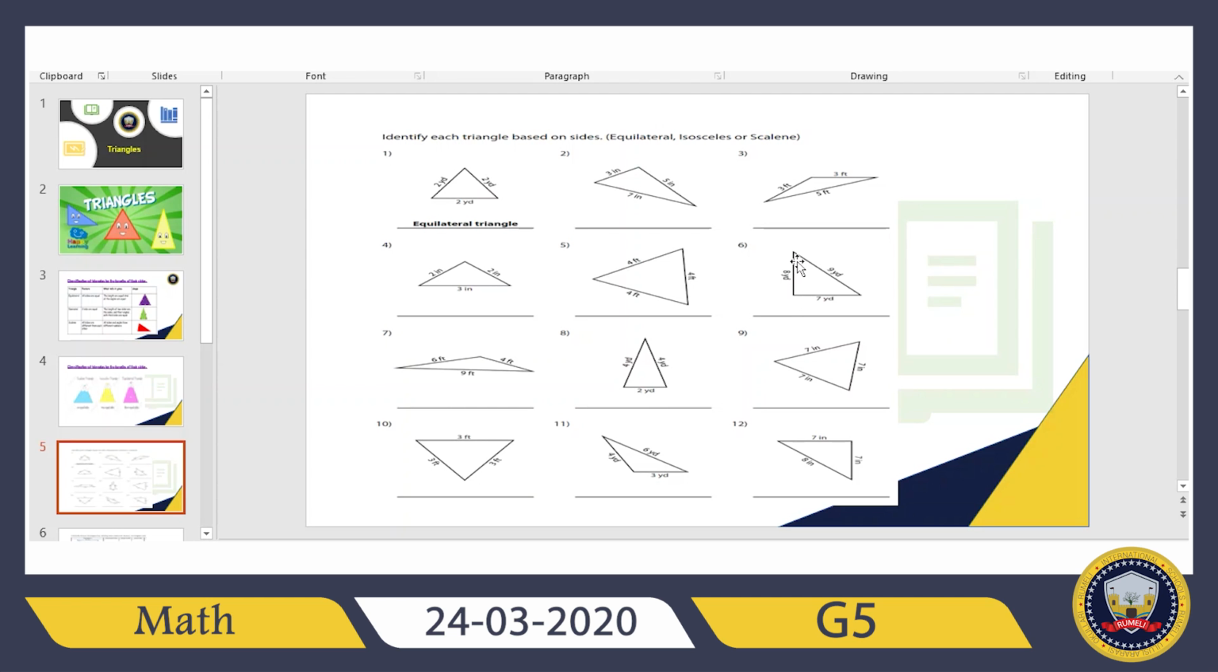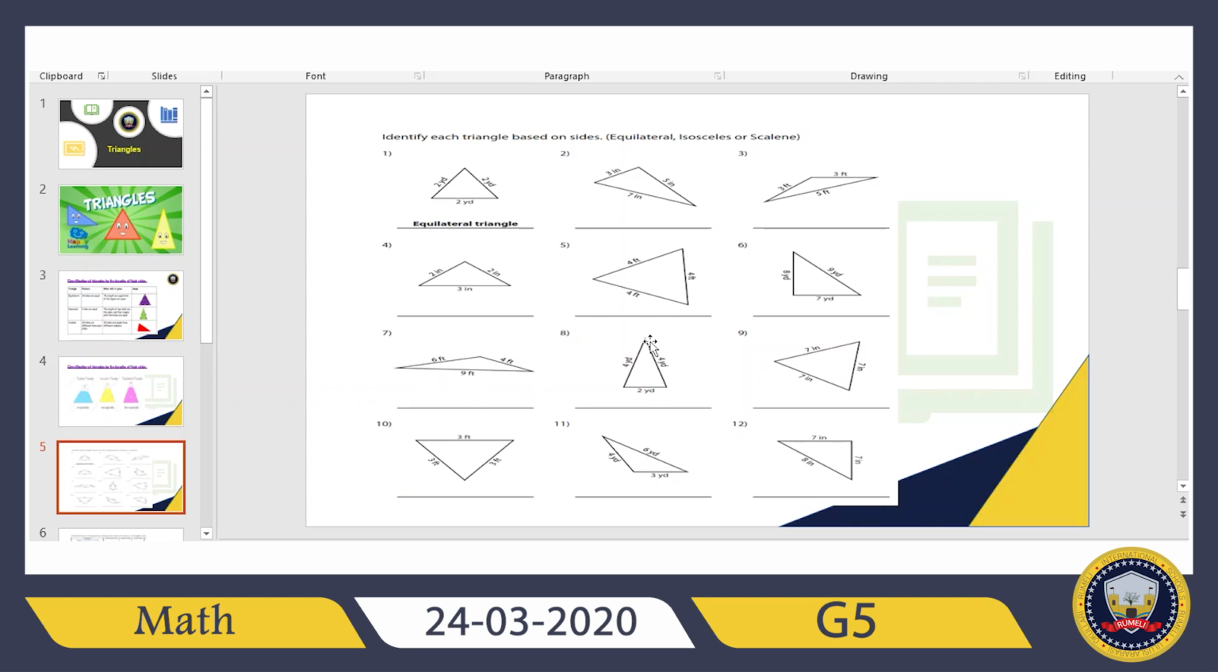Number 6, first side 8 yards, second side 9 yards, and the third side is 7 yards. All sides are different in their measure. So it is a scalene triangle. Number 7 also is scalene because the first side is 6, second is 4, and the third is 9. All sides are different in their measure, so it's a scalene triangle.